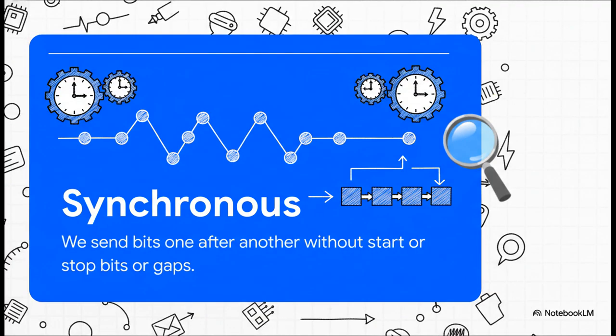Now, synchronous transmission, this is a whole different ballgame. Here, both the sender and the receiver are perfectly synchronized to the exact same clock. The sender just unleashes this continuous stream of data, and the receiver knows precisely when to check the line for each new bit. It's like a perfectly choreographed dance. No need for extra start and stop signals. You just get a constant flow of pure data, which makes it way more efficient for sending huge files.